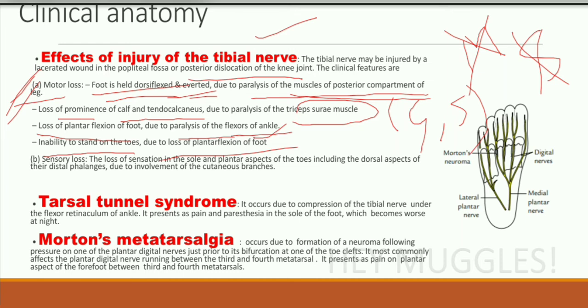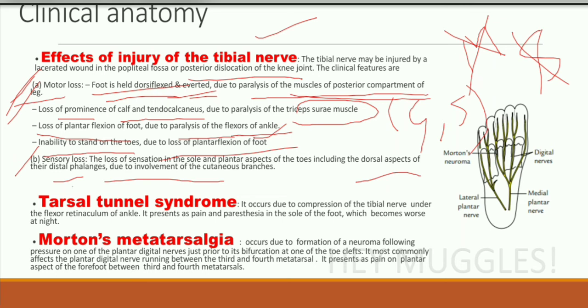and it is due to loss of plantar flexion of the foot, right? Then coming to the sensory supply, there would be loss of sensation in the sole and on the dorsal aspect of the distal phalanges, right? So in the area that is supplied by the tibial nerve, there would be loss of sensations, right?